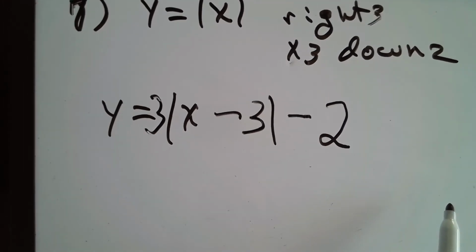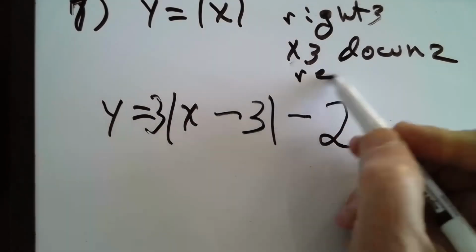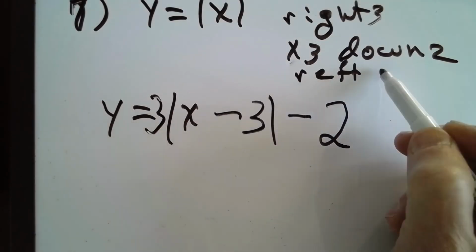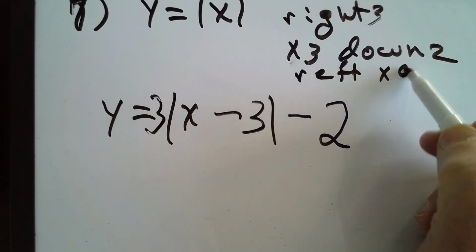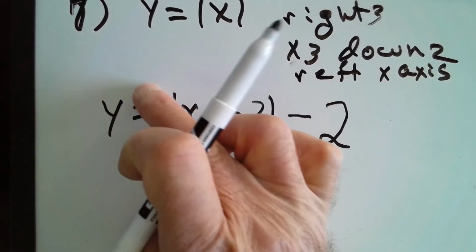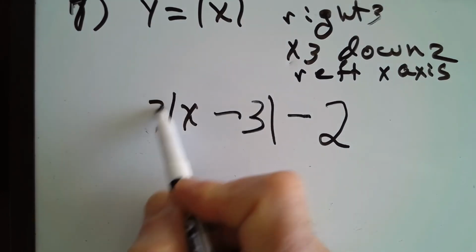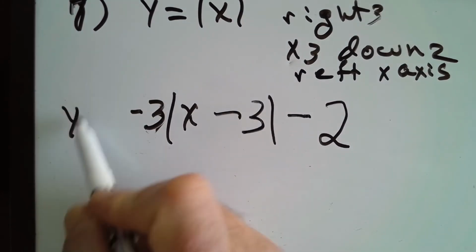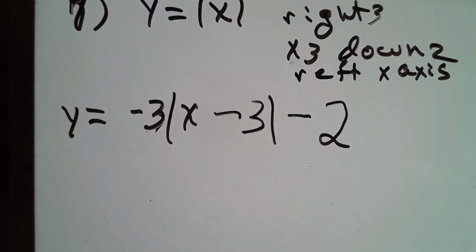Oh, reflect. Oh, I missed that one. Okay, so reflect over the x-axis. Yeah, so that'll be negative. So we'll put a negative in front of that 3. Okay, thank you for that. Any questions there?